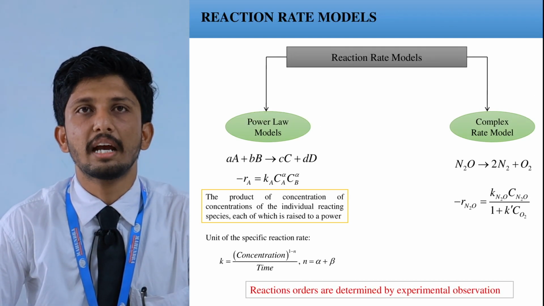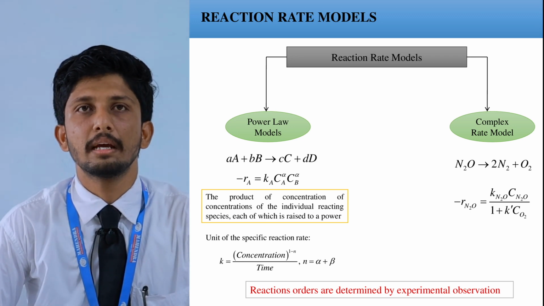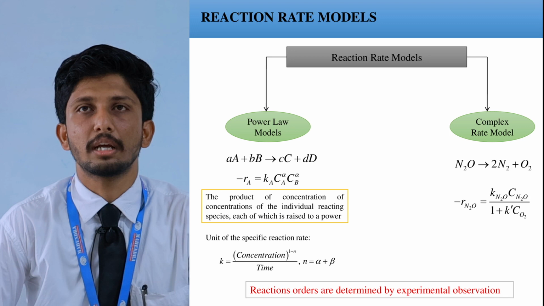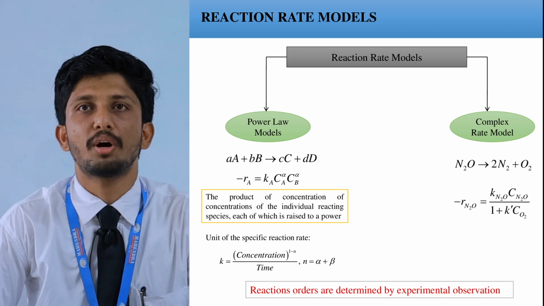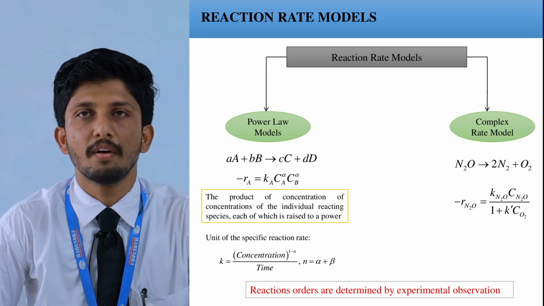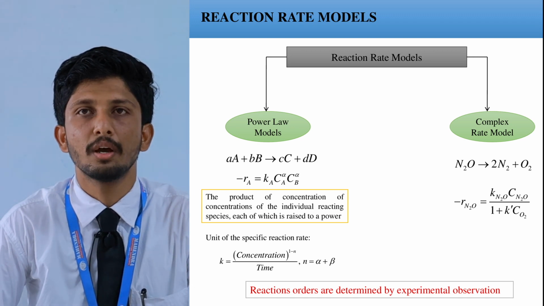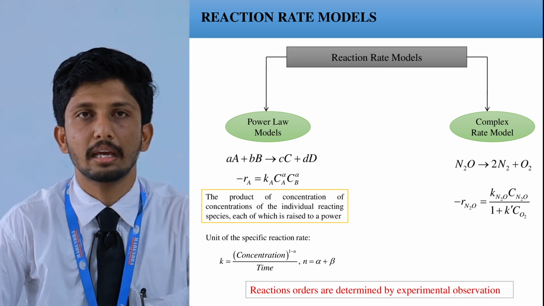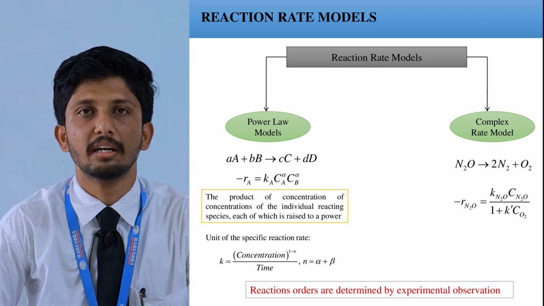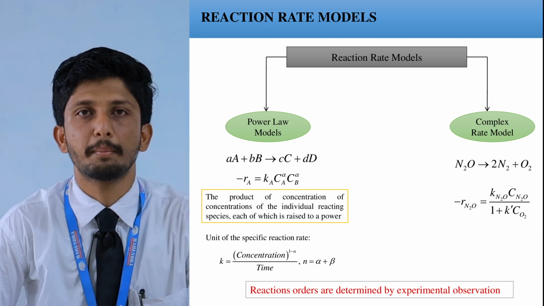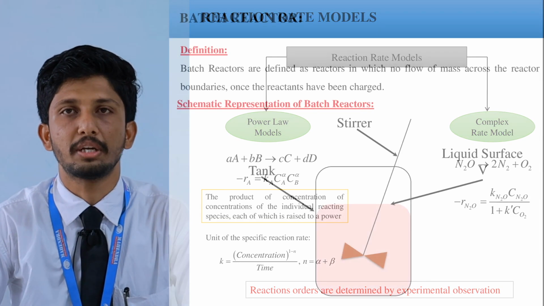Based on the reaction, the model can be either a power law model or a complex rate model. In this case, the model is a complex rate model. The rate of this stoichiometric equation is termed as minus r_N2O is equal to k_N2O times the concentration of N2O divided by 1 plus K dash C_O2. Under the specific reaction rate, the term k, the pre-exponential factor, has units of concentration to the power 1 minus n divided by time, where n is equal to alpha plus beta.